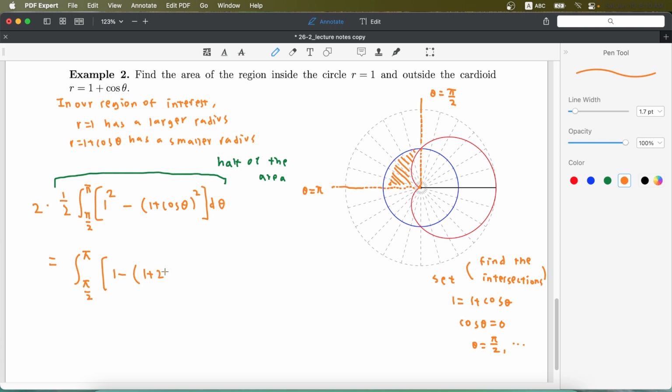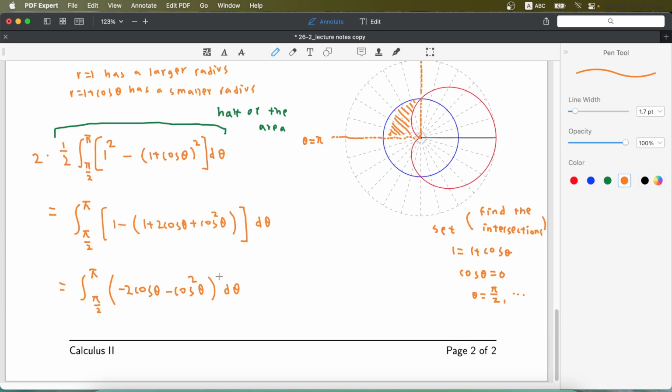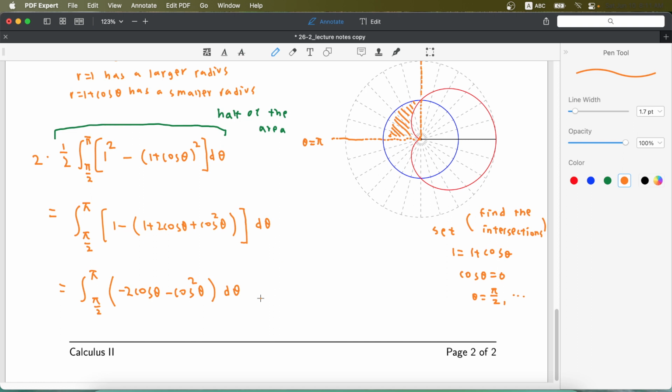This is 1 plus 2 cosine theta plus cosine square, in brackets. Let's do it carefully. Then you have pi over 2 to pi. Right here, 1 minus 1 is gone, and minus 2 cosine, and minus cosine square. You notice that right here we have cosine square, so to integrate cosine square, we will need to use the half angle formula.